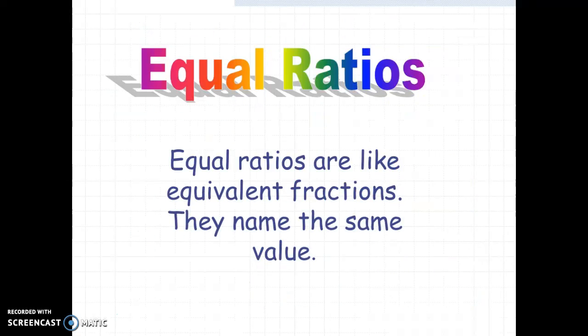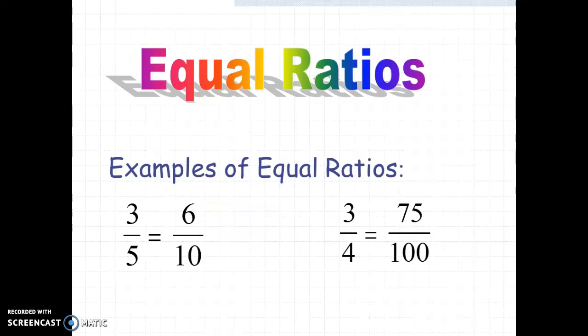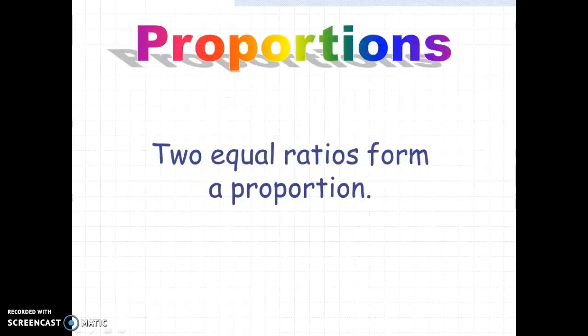Equal ratios, again, like equivalent fractions. They name the same value. You guys have done really well when we've had equivalent fractions on warm-ups. You seem to get it. That's a good thing. It's going to help you a lot with ratios and proportions. So examples of equal ratios. 3/5 equals 6/10. We know that 3 times 2 is 6, and 5 times 2 is 10. We know that 3 times 25 is 75, and 4 times 25 is 100. So those are equal or equivalent ratios.